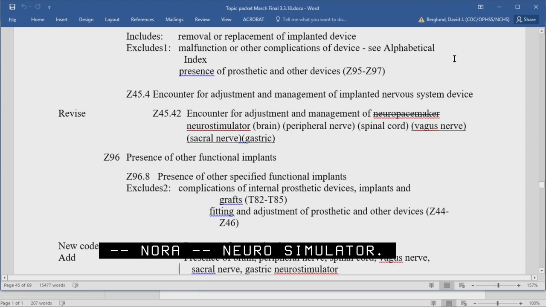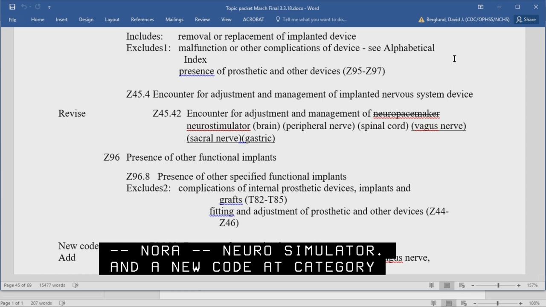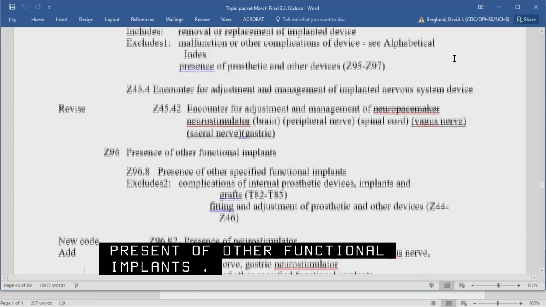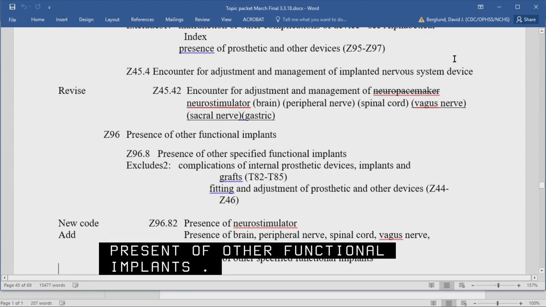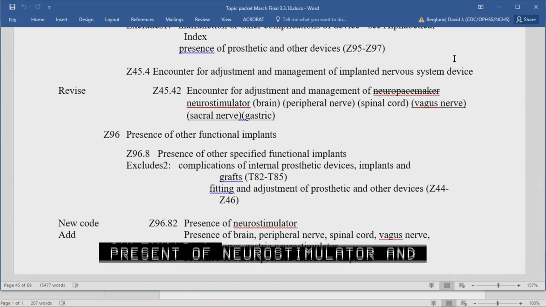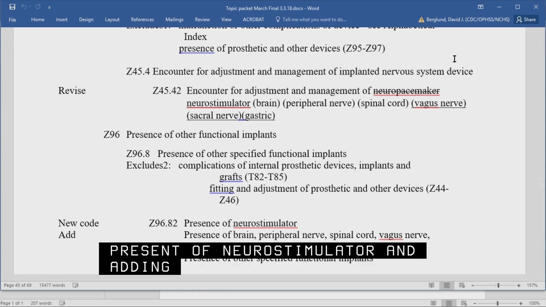And a new code at category Z96, presence of other functional implants, new code being Z96.82, presence of neurostimulator, and adding presence of brain, peripheral nerve, spinal cord, vagus nerve, sacral nerve, and gastric neurostimulator as an inclusion term.